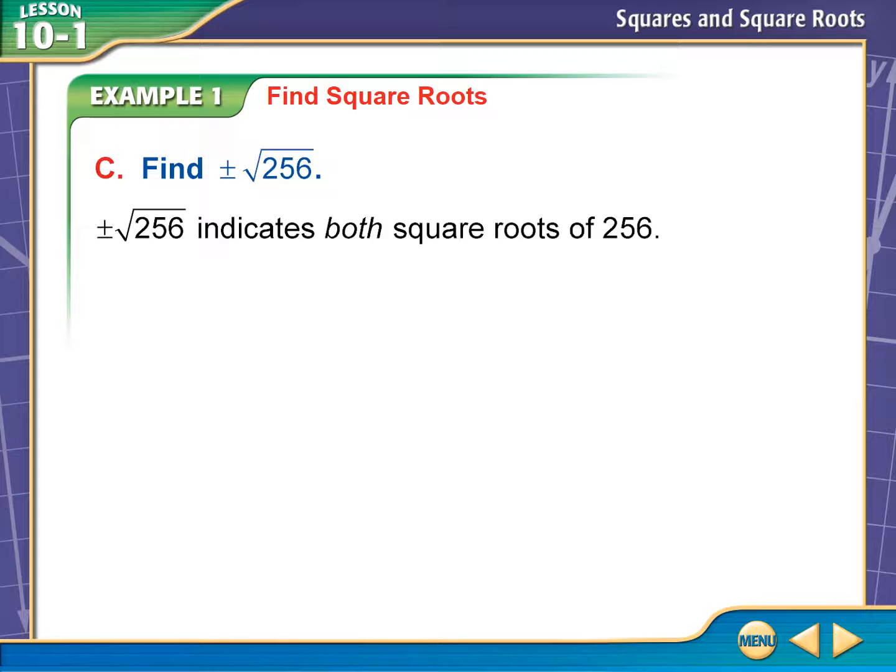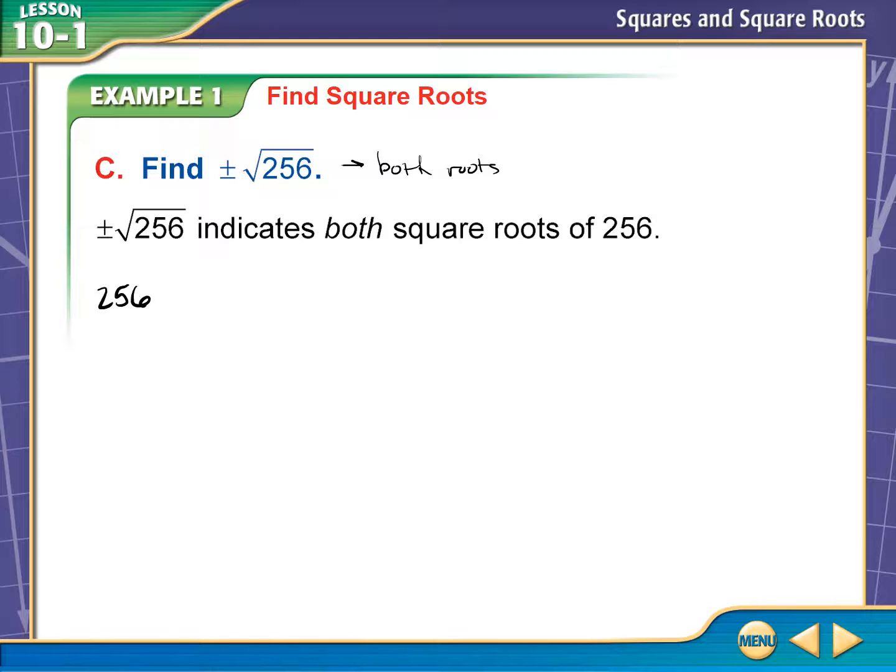All right, so this one says find the positive and negative roots of 256. So this means we're looking for both roots. We're looking for the positive root and the negative root. So I need to figure out 256 is going to be what has a square.